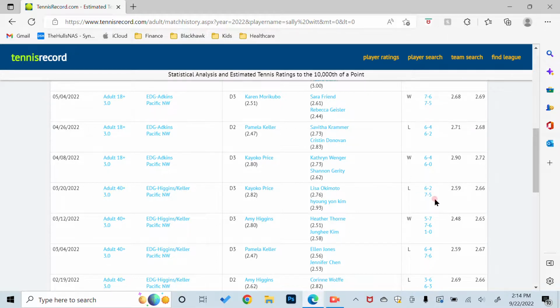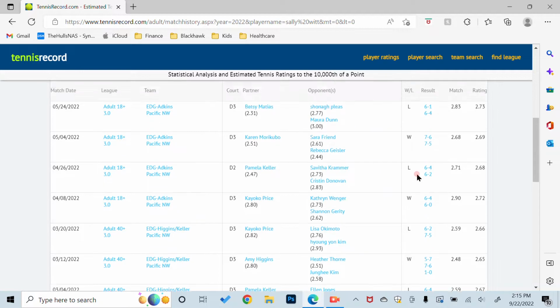So it matters how many games you get, and that is the exact same way that USTA calculates their NTRP scores. So let's say you are a 3.0 playing on a 3.5 team, and you're playing against really good 3.5 players, and you lose, but you lose 6-4, 6-4. Your NTRP rating and your tennis record rating will still go up because you got more games than you were supposed to get. That's kind of how the algorithm works.